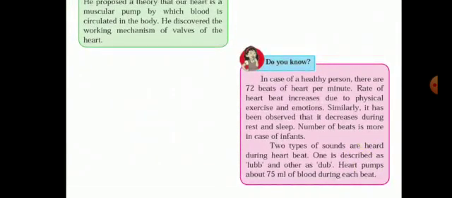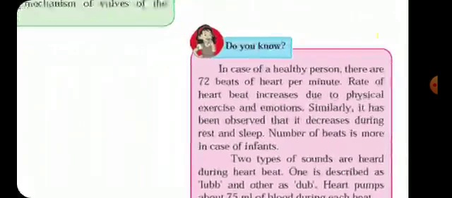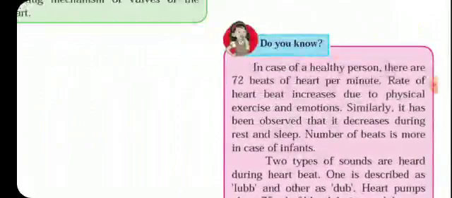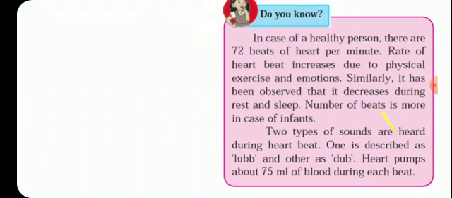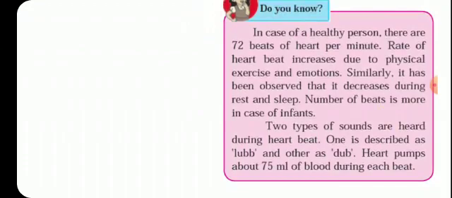In a healthy person, there are 72 beats of the heart per minute. The rate of heartbeat increases due to physical exercise and emotions. Similarly, it has been observed that it decreases during rest and sleep. The number of beats is more in infants. Two types of sounds are heard during a heartbeat. One is described as lub and the other is dub. The heart pumps about 75 ml of blood during each beat.